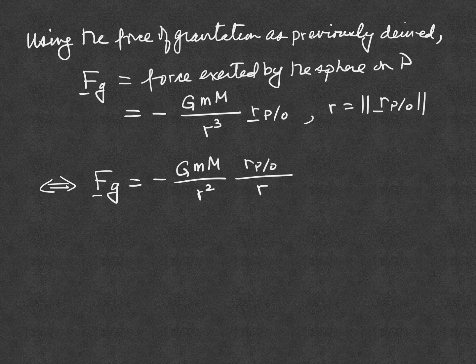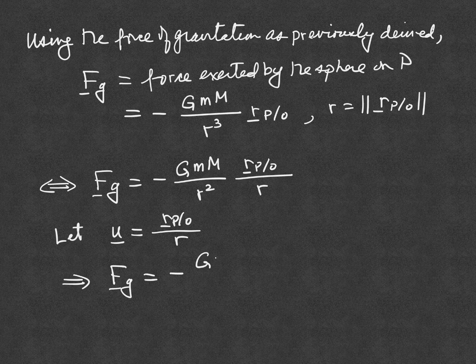And in order to make this a little bit easier to deal with, we're going to say let U equal the position of P relative to O all divided by r, from which we actually get that the force of gravitation is then equal to minus G little m big M all divided by r squared times u. Now u has a special term. It's actually what's called the unit vertical direction.